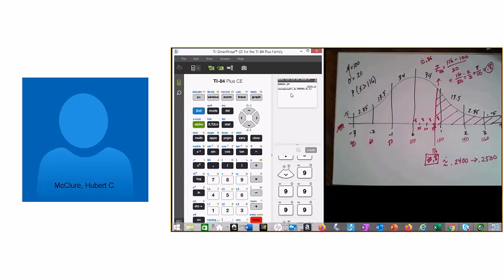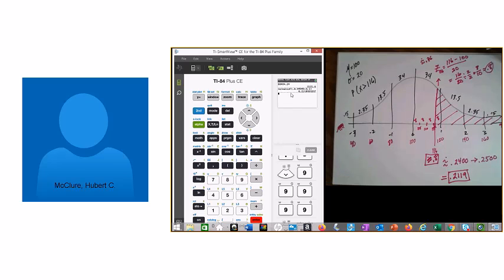And enter. I said it was around 0.24 to 0.25. I was a little bit high. 0.2119. And that's your answer. 0.2119.